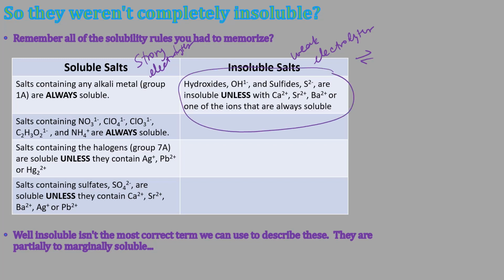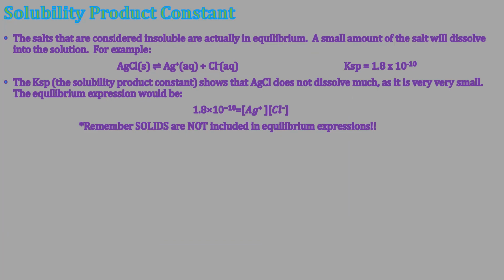So if they're insoluble according to solubility rules, that doesn't necessarily mean that they're insoluble. That means that they're marginally to partially soluble. So the solubility product constant is another K, and we call it KSP. And so the KSP just shows the relationship of the dissociation of a salt that is considered to be insoluble.